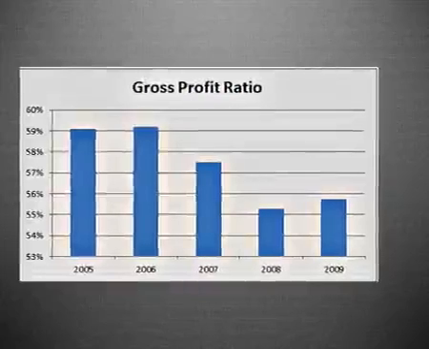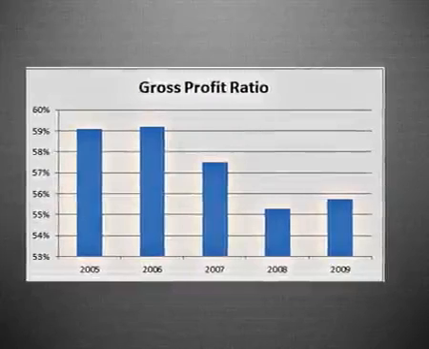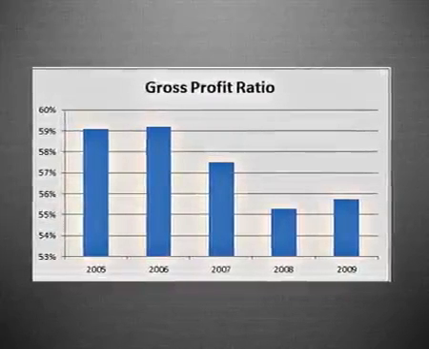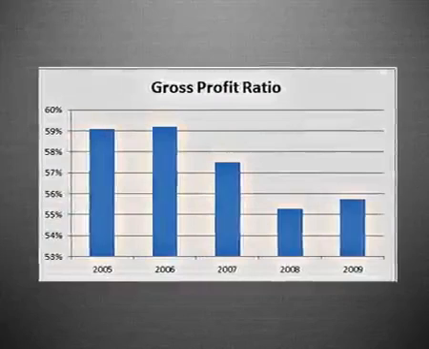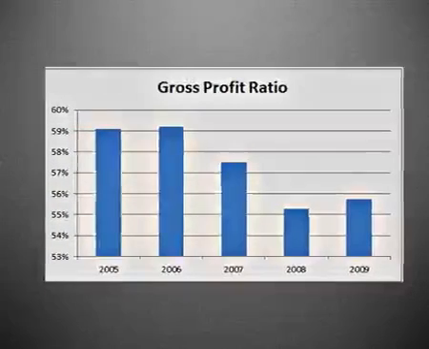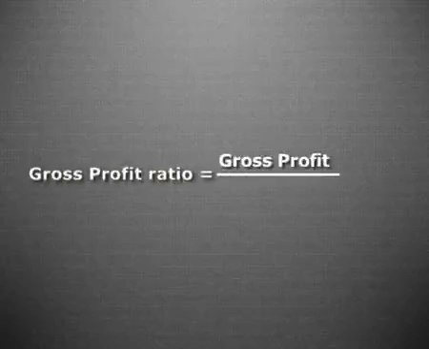It is the difference between the sales and cost of sales. The gross profit is directly related to sales as it directly varies with the volume of sales if cost of sales remains the same. The gross profit ratio is computed by using the following formula. Gross profit ratio is equal to gross profit divided by net sales into 100. Higher the ratio, the more efficient is the production.